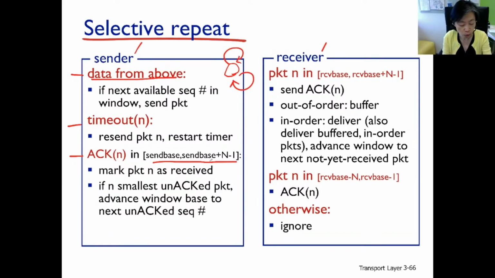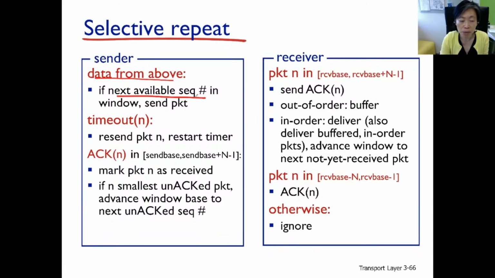So now let's go over the finite state machines of the sender and receiver. Sender side, when there's a call from above, if the next available sequence number is within the window, send the packet. And you know how to check whether the next available sequence number is in the window, right? So nextseqnum should be less than base plus N. Second is the timeout event. If our timer times out for packet sequence number n, we retransmit packet n and restart the timer.